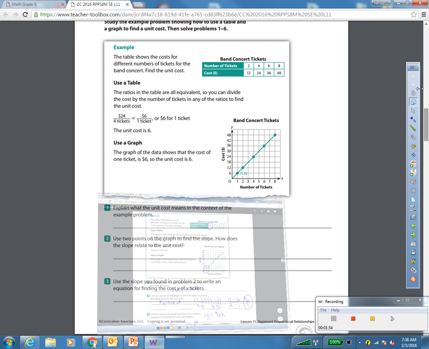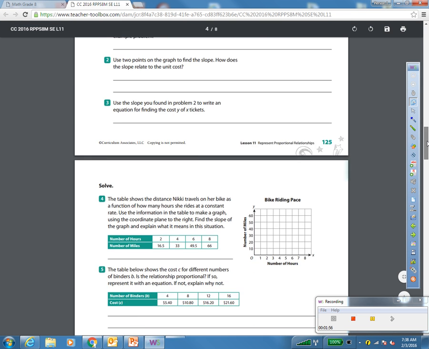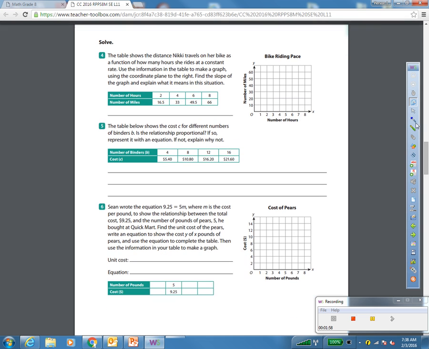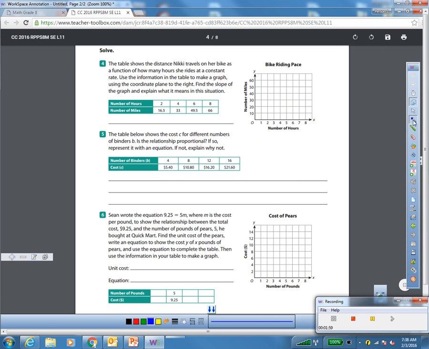Okay, let me scroll to the next page here, and we're going to do problems 4 and 5. Alright, so the table shows the distance Nikki travels on her bike as a function of how many hours she rides at a consistent rate. So that's a big key word there, okay? Consistent rate. Use the information in the table to make a graph using the coordinate plane at the right. So we're going to do that, and we're going to find the slope and explain what it means.